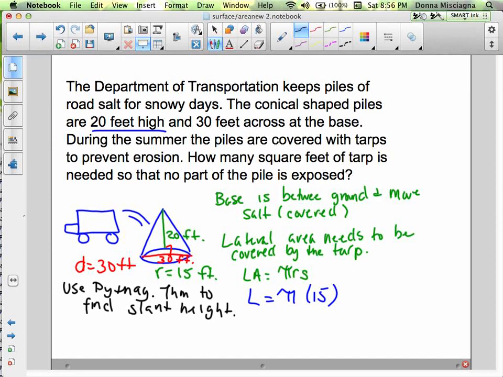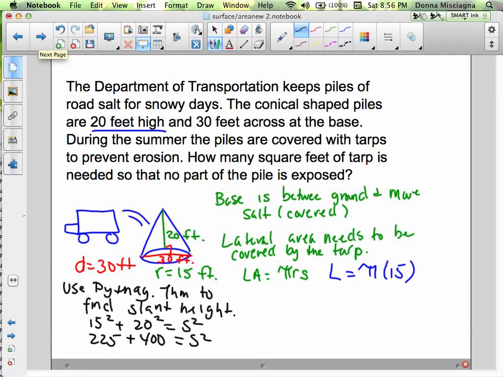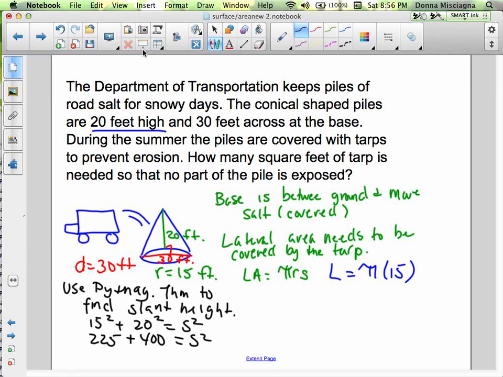All right, so I'm not going to write radius squared plus height squared equals slant squared again because I'm running out of space, and we've written that quite a bit. So 15 squared plus 20 squared equals S squared. So that is 225 plus 400 equals S squared. I'm running out of space here, so let me move this over so I can have more space and go across. So that would be 625. So 625 equals our slant squared, and that is a perfect square. The square root of 625 is 25. So S is equal to 25 feet.